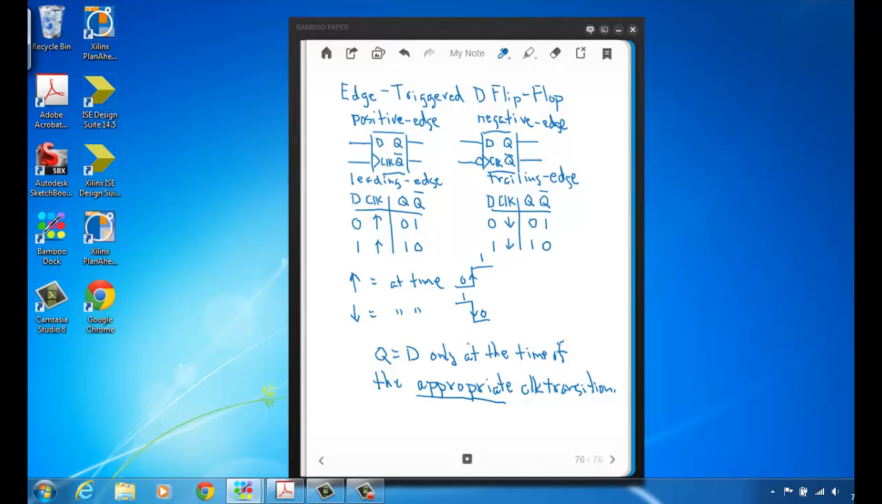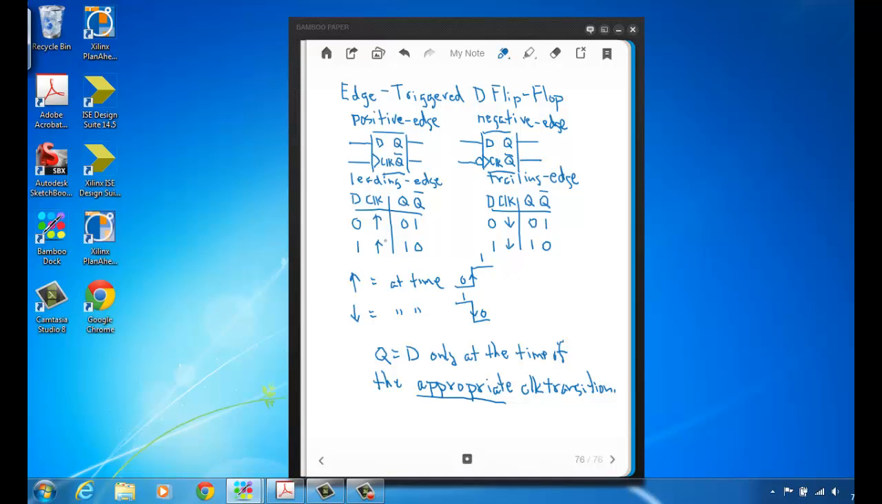So you see, except at the time of the appropriate clock transition, the Q output will always remain what it was previously, because it only has the possibility of changing and equaling what the D input is equal to at the time of the appropriate clock transition. So what this means is that this type of flip-flop is storing data at all other times other than the appropriate transition of the clock.